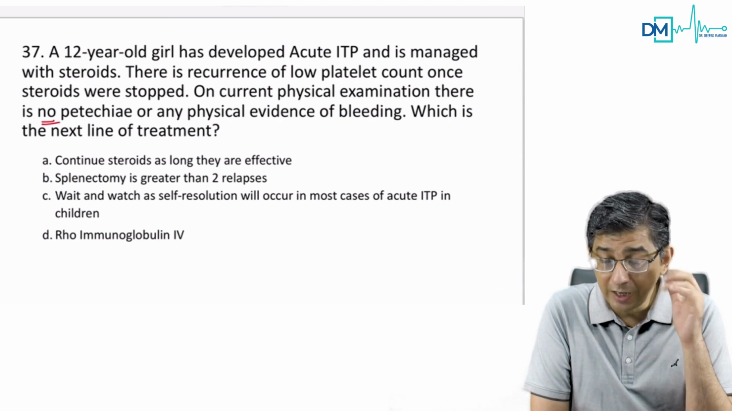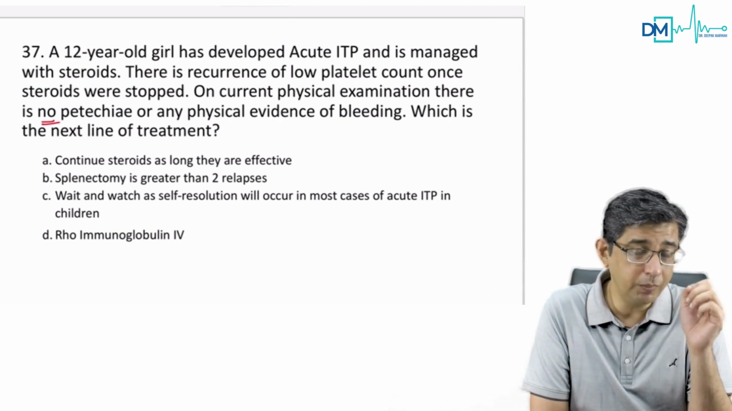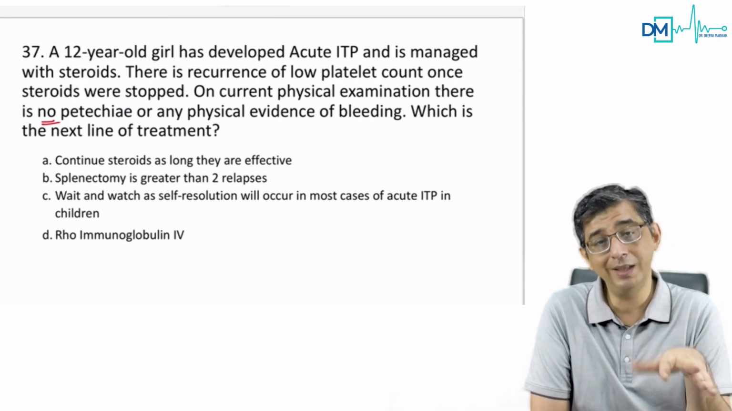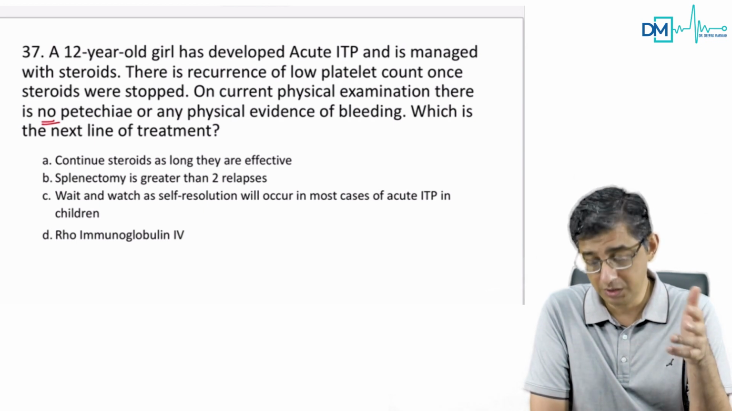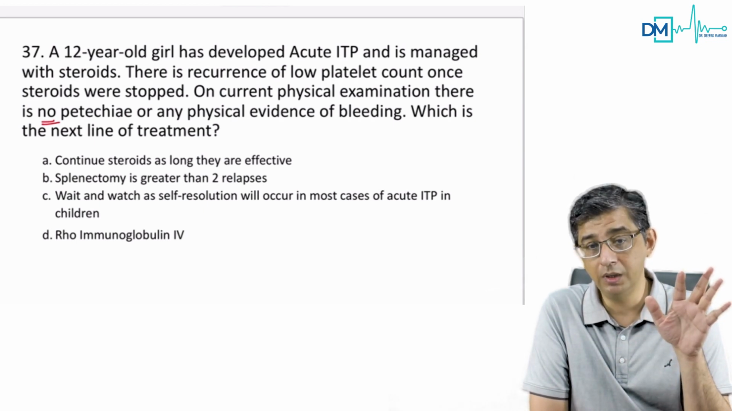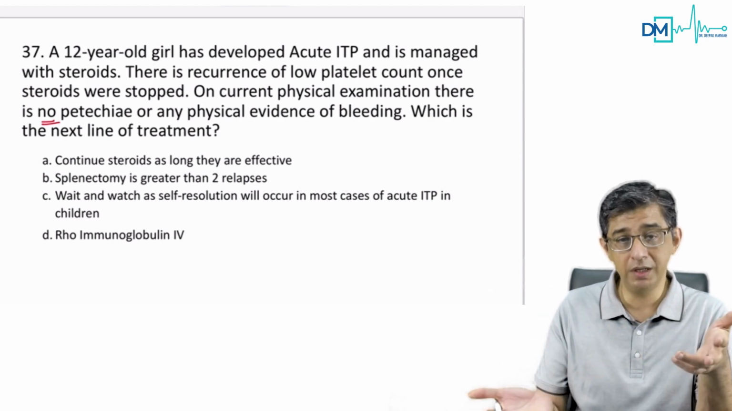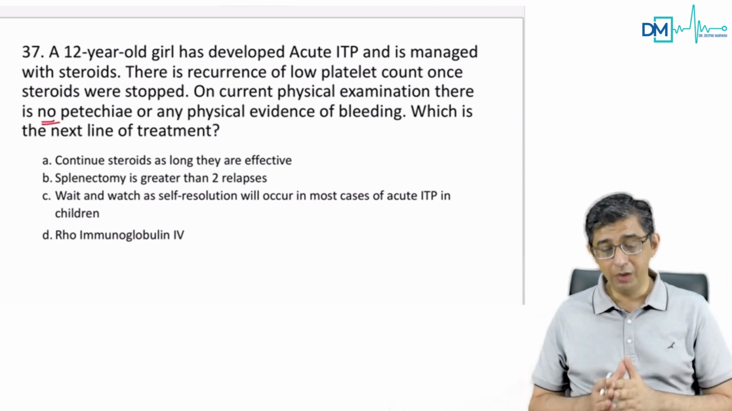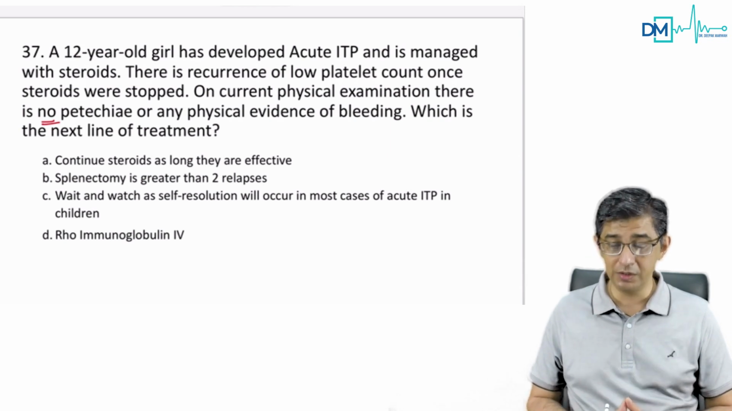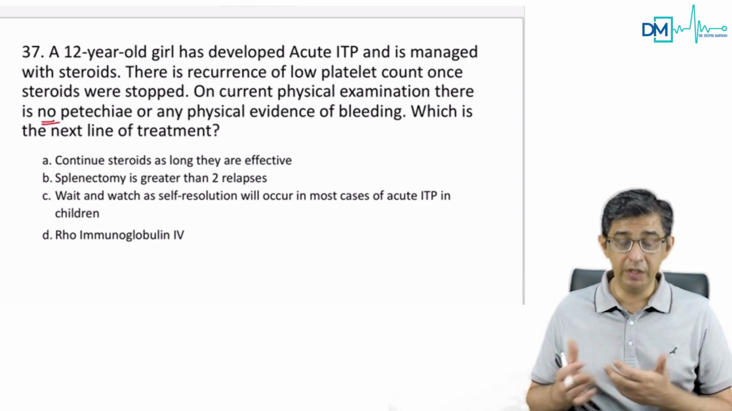Guys, life threatening platelet count is when the values go to less than 10,000. In this question, there is no mention of any platelet count given, but there is no visible bleeding. The question says, what is the next line of treatment? A lot of guys answered splenectomy. No, guys, splenectomy is answered when there is a low platelet count with evidence of bleeding.